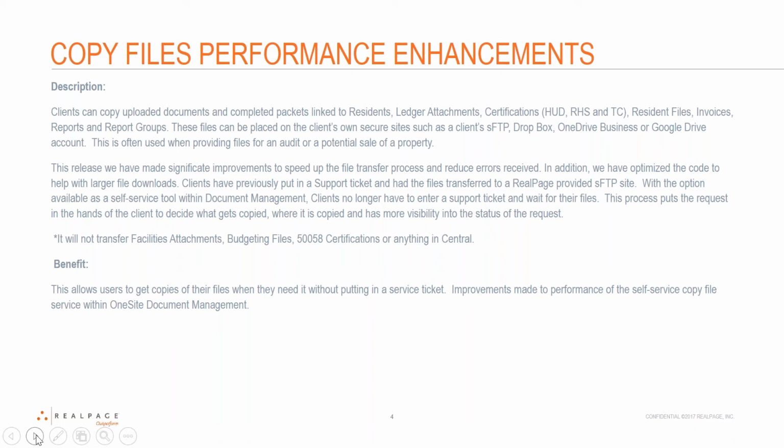I've listed out in here exactly what forms come across, what types of documents they're able to download to their FTP site or Dropbox, Google Drive, whatever they have, and also what won't come across, which is a question that we get a lot. The facilities attachments, budgeting files, the 50058 certifications, and anything that they have stored at central and have not pushed down to the sites are not going to be able to be downloaded to their FTP sites. It is faster now. The errors have been removed and worked on, so they shouldn't be getting the errors that they were getting before.